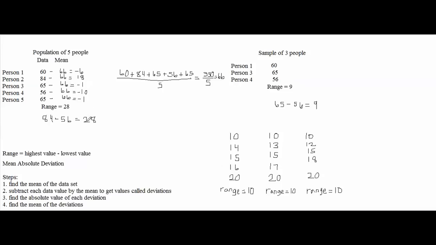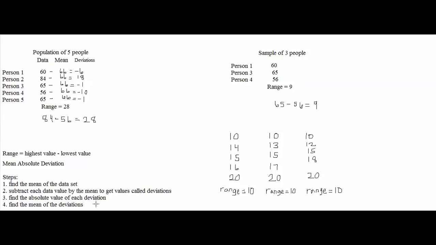These values here are called deviations. They're just the answers that we get after we subtract each value by the mean. So I'll write deviations right here. I'll erase this. This is just the work we did to get the mean of 66. So now we've already finished the first 2 steps. We found the mean of the data set and we subtracted each value by the mean to get the deviations.